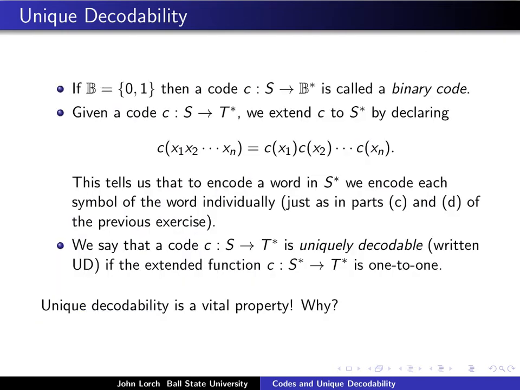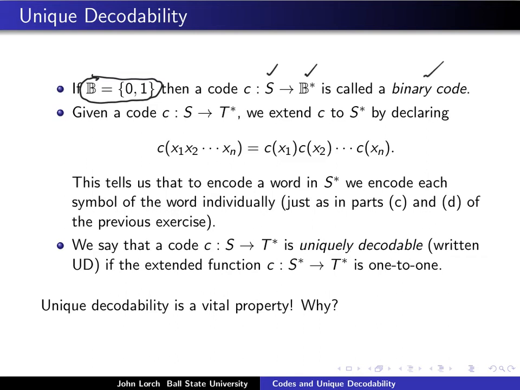On this slide, we clean up a few loose ends from the previous slide. So first, we discussed at some length a code on the previous slide with alphabet S as our domain, and the strings B star as the codomain, where B consists of just the symbols 0 and 1. So any code like that, where the outputs are binary strings, that is, strings consisting of zeros and ones, is called a binary code. And we're going to talk a lot this semester about binary codes.